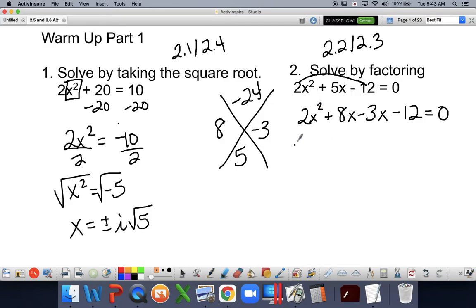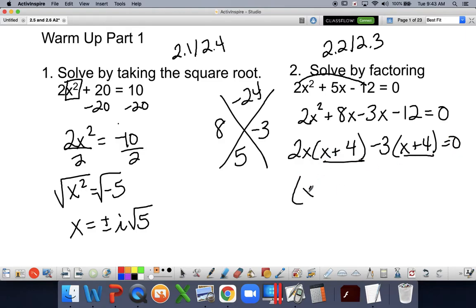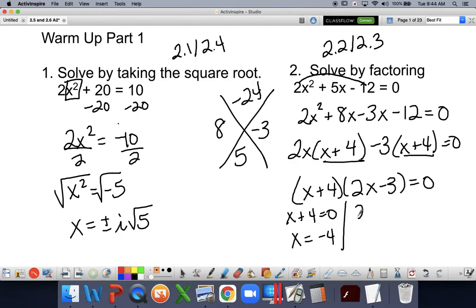Then I'm going to group my first two terms together and factor out my GCF. And then same thing in the back. I have to make sure that these match. So x plus 4 is one of my factors, and 2x minus 3 is my other factor. I then set each factor equal to 0, and I get x equals -4 and x equals 3/2. So those are my two solutions when I solve those by factoring.